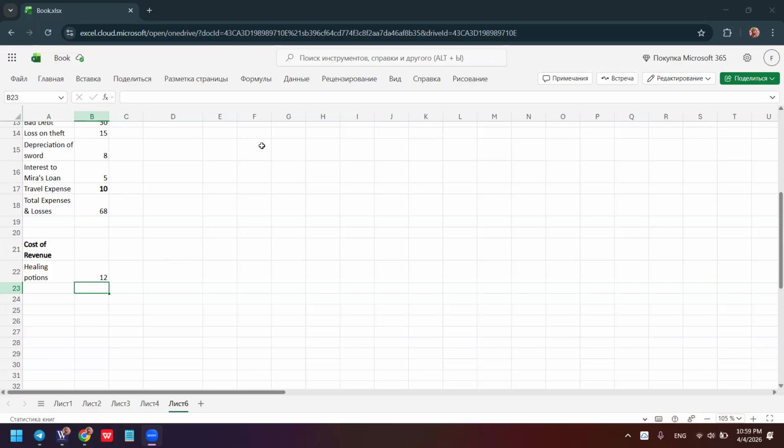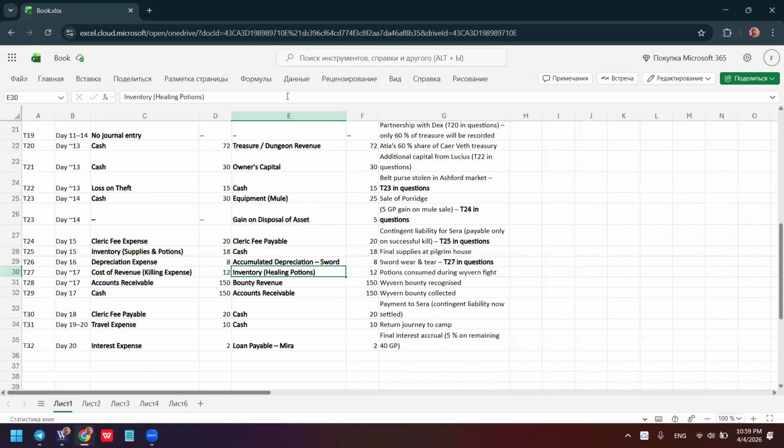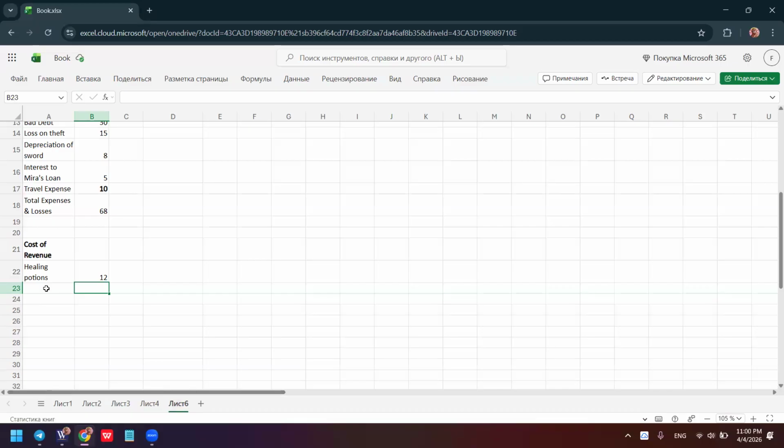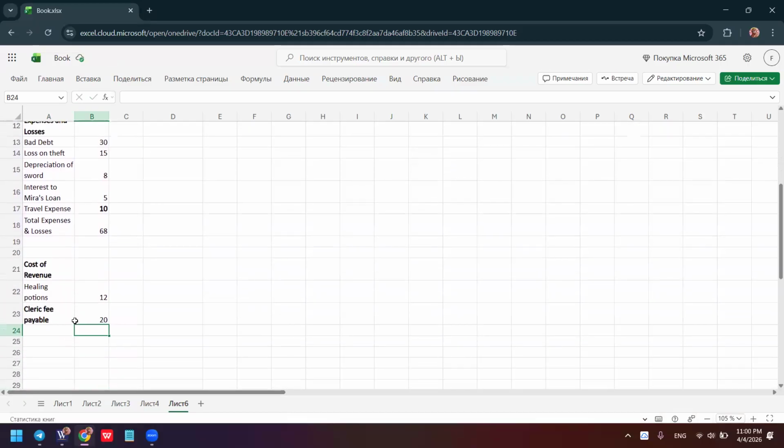Then what we have here is this 20. We didn't include that. This 20 is coming from this one, cleric fee payable. So let me include that as well. Cleric fee payable, 20. So for now, the total is 32.